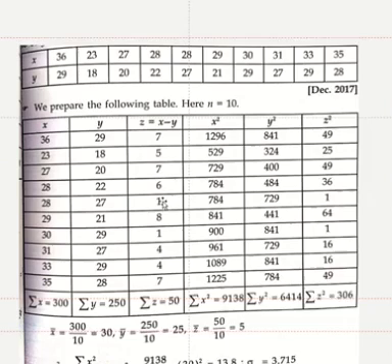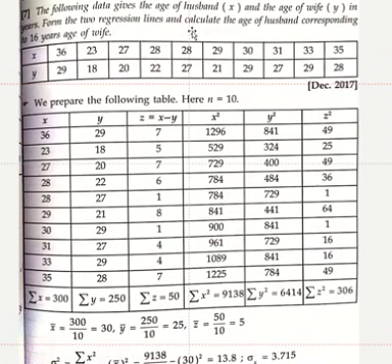And here we need to calculate the age of the husband corresponding to 16 years of age of the wife. Here the age of wife is y. 16 years of age means y is equal to 16. Here we need to calculate the age of husband. What is the age of husband? The age of husband is x. Therefore, calculate x at y is equal to 16, where y is the age of wife.